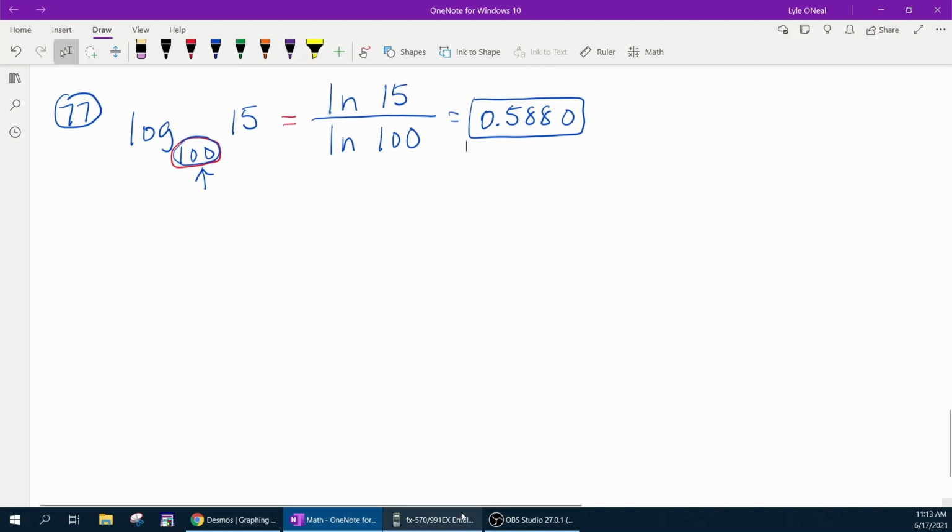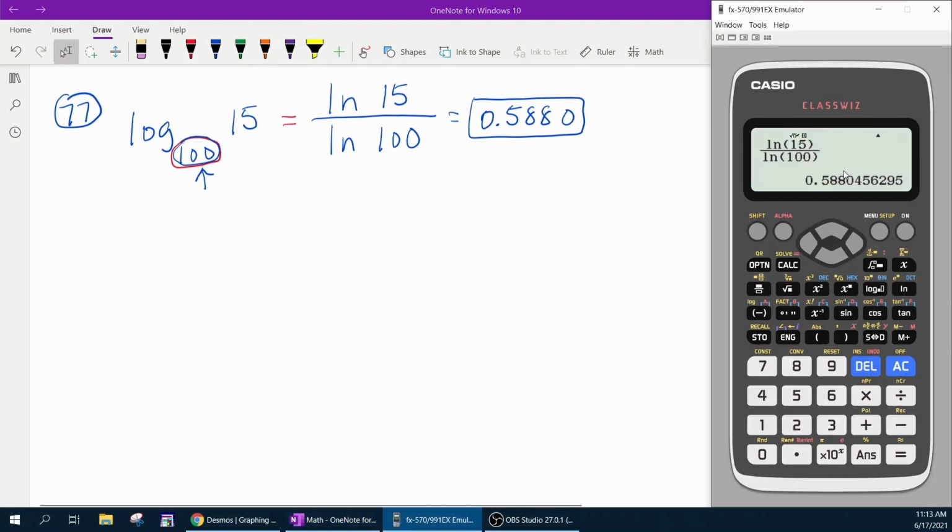And again, to illustrate just how nice it is to have a Class Wiz, instead of using the change of base formula, we could have simply put in log base 100 of 15, bam, and get the same correct answer. Casio Class Wiz, freaking sweet.